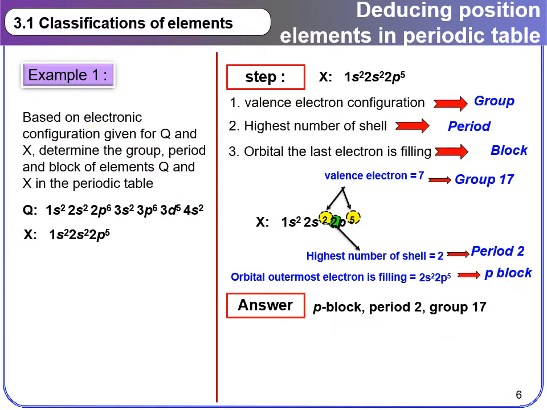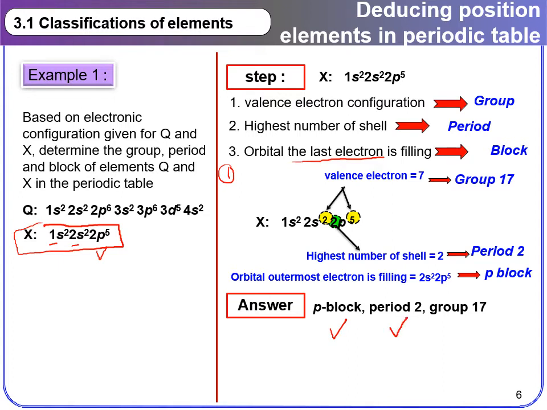Next question, which is element X. Again, try to look at which orbital the last electron fills into. It is very obvious here, it will fill into 2p. So we know that this element X is a p block element, and there is n equal to 1 and n equal to 2 in this electronic configuration. So 2 is higher than 1, so we know that element X is in period 2.